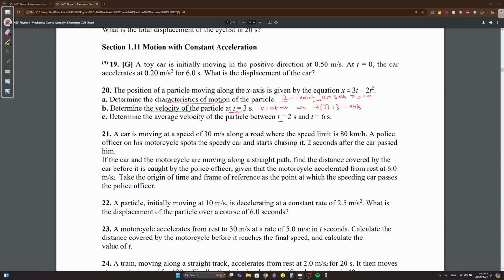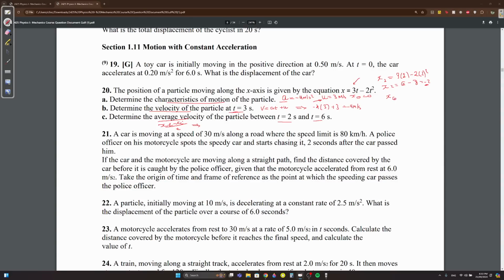Determine the average velocity between t equals 2 seconds and t equals 6 seconds. Anytime you see average velocity, it's x final minus x initial divided by that time. Okay, so we need to find the x at t equals 2 seconds, x at t equals 6 seconds, and divide by time. We know that x is equal to 3t minus 2t squared, or minus 2t squared plus 3t, whatever. The order doesn't matter. So let's see. X at 2 seconds is equal to 3 times 2 minus 2 times 2 squared. 6 minus 8, negative 2. So x at 2 is negative 2.